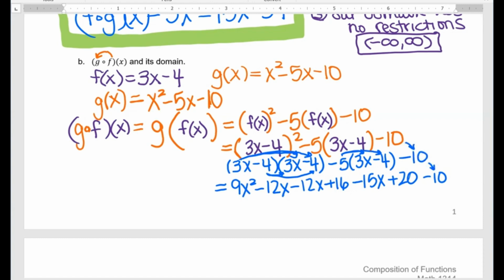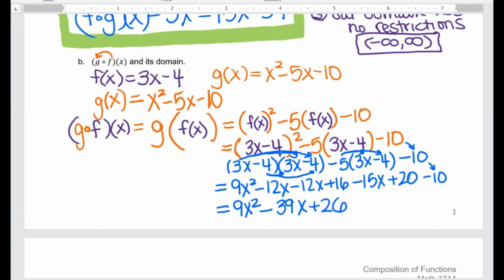So don't forget it. Once we're here, we're almost done. We need to combine like terms. There's only one x squared term, so 9x squared. If we combine our x's, negative 12 and negative 24. So you owe me $24, you owe me another 15, means that you owe me, so negative 39x. And then we have 16 plus 20 minus 10 gets us plus 26.